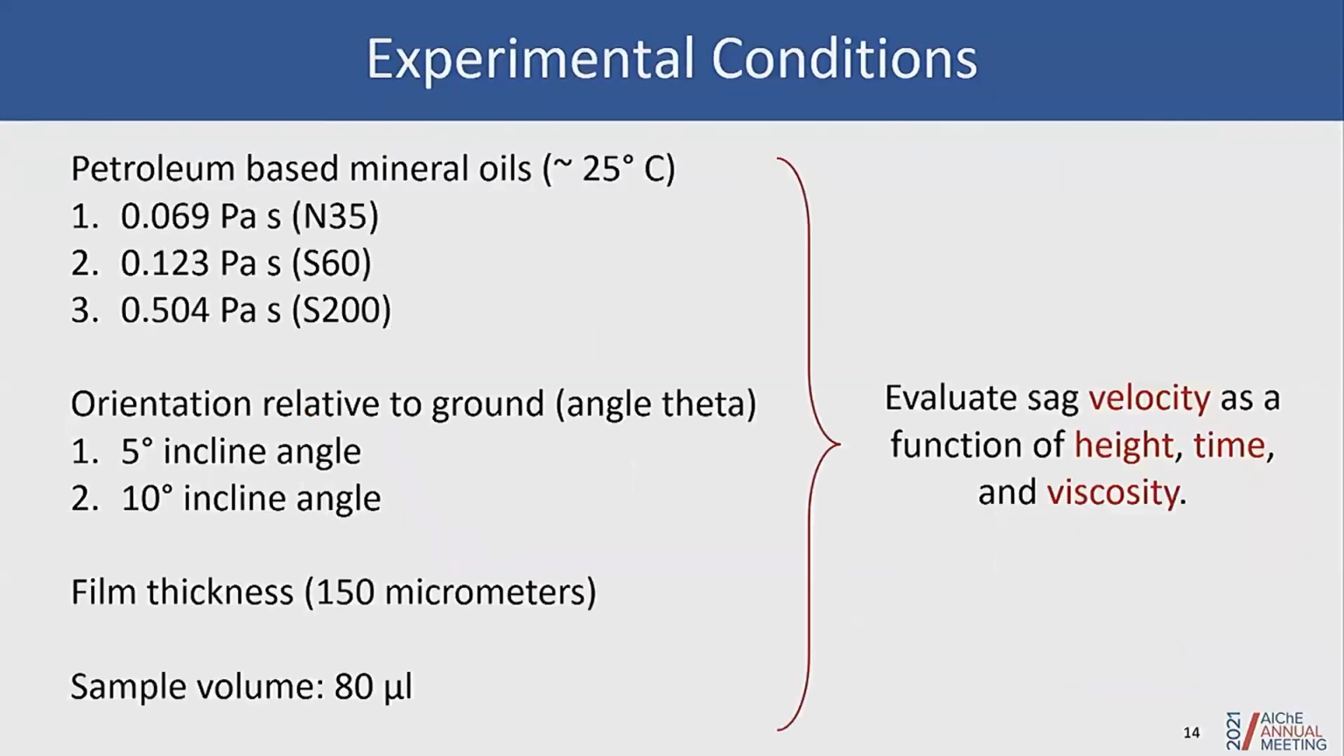For the experimental conditions in this work, we used 3 different petroleum-based mineral oils. We chose those because they have a viscosity that resembles that of coatings. The orientations were 5 and 10-degree inclines, and the film thickness for all results was about 150 micrometers, and the sample volume used is 80 microliters. So with all of these variations, we were able to evaluate sag velocity as a function of height, time, and viscosity.